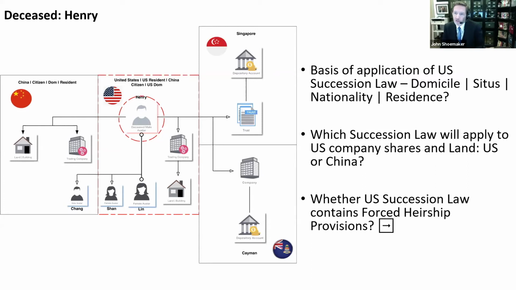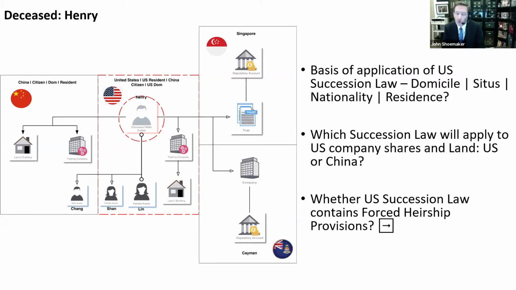The US company shares and land, similar to what I mentioned before, we're looking at where they're located, movable versus immovable property, but we've added another element to the equation that's going to tip it towards a particular state, and that's the residence of Henry at the time that he passes.